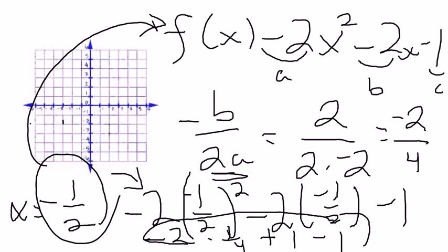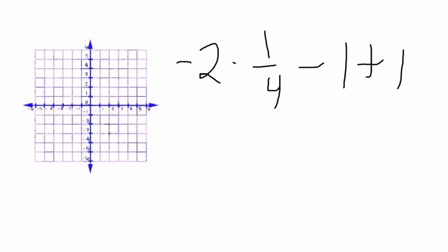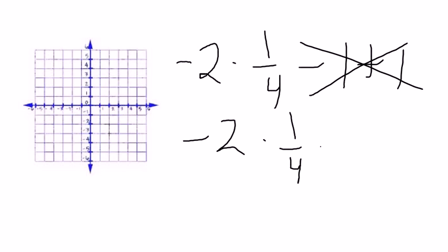Well, 1 minus 1 just cancels out. Okay, so what are we left with? Well, let's take a look. We had negative 2 times 1/4, minus 1 plus 1, right? Okay, so that all cancels out. So we're left with negative 2 times 1/4, which is negative 2 over 4, which is negative 1/2.